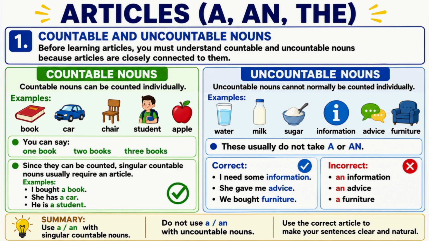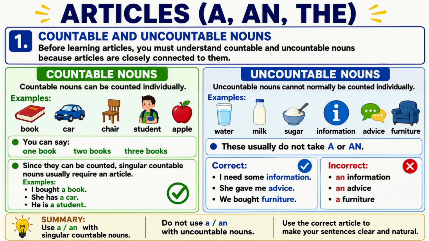Before learning articles, we must first understand countable nouns and uncountable nouns because articles are closely connected to them. Countable nouns are nouns that we can count individually. For example, book, car, chair, student, and apple. We can say 1 book, 2 books, and 3 books because these nouns can be counted. Since they can be counted, singular countable nouns usually require an article. For example, I bought a book. She has a car. He is a student.